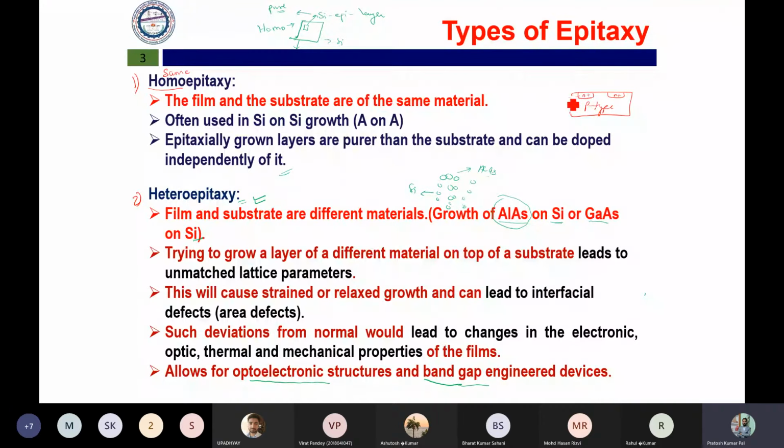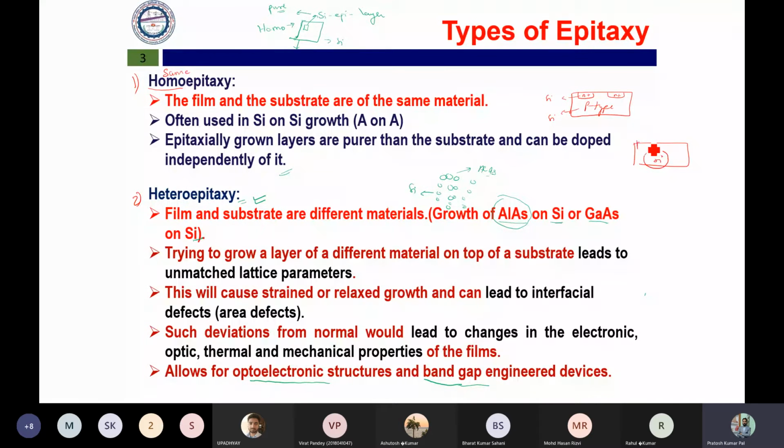That is called homoepitaxy. In heteroepitaxy, suppose we have silicon, but we are growing a layer of aluminum arsenide that is different from the silicon material. So if we are growing a layer of aluminum arsenide, it is different from the silicon, so it is called hetero. And this is called homo. So these two we have seen.